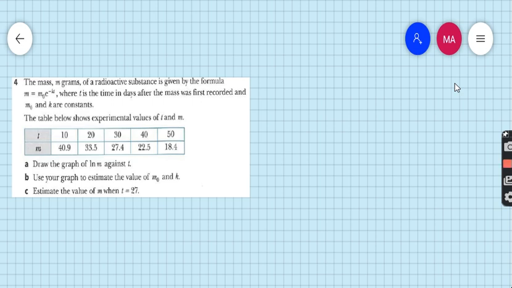Values are given: t is 10, 20, 30, 40, 50, and values of m are given as 40.9, 33.5, 27.4, 22.5, 18.4. First part: draw the graph of ln m against t. Very easy.